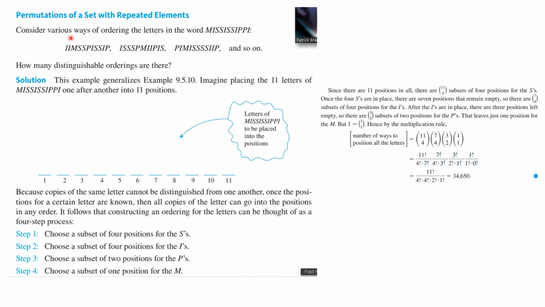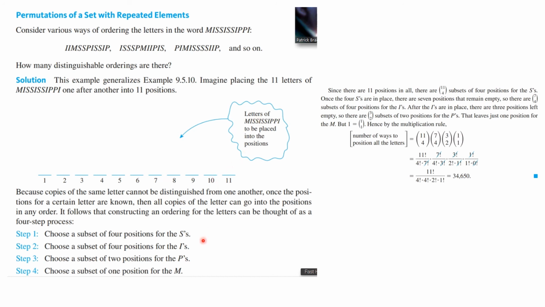We can also talk about permutations of a set with repeated elements. Consider the various ways of ordering the letters of the word Mississippi. Now, Mississippi has 4 I's, 4 S's, 2 P's, and you can't tell the difference between them. So if you have multiple ones landing in a slot, we cannot distinguish between those different letters. Okay, so what we need is we have 11 letters and we're placing them in these slots.